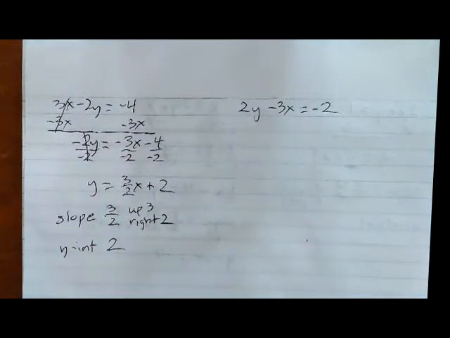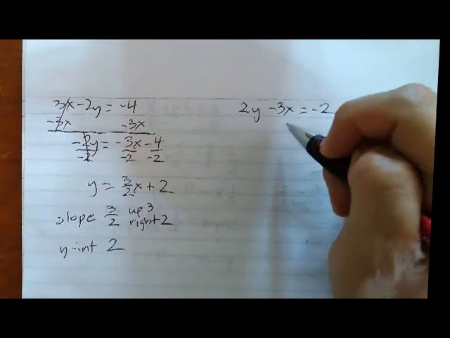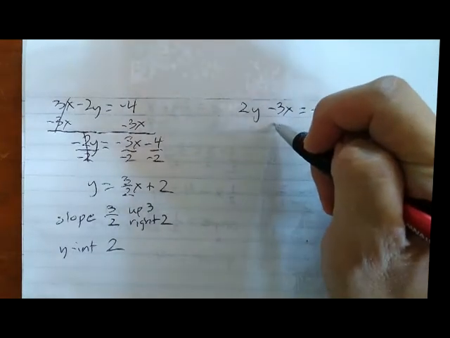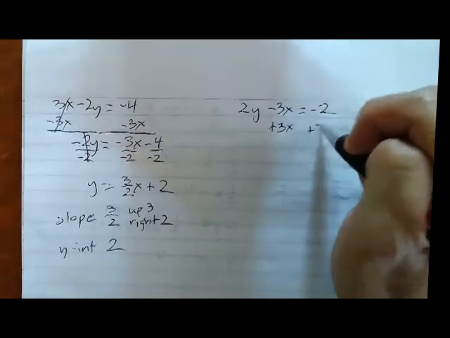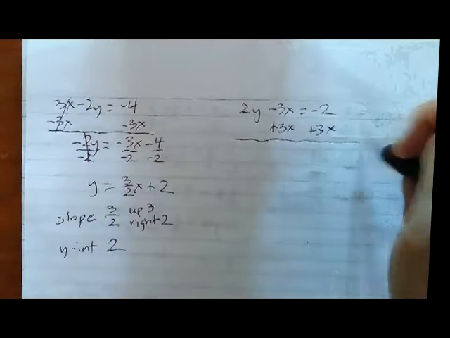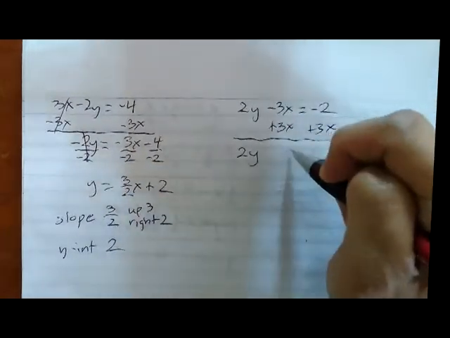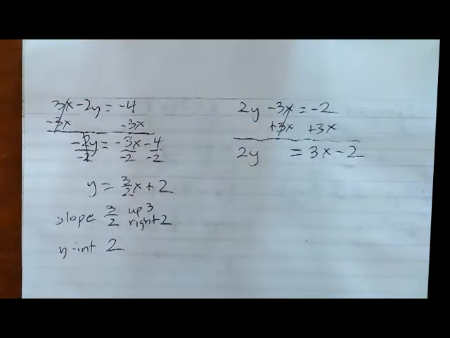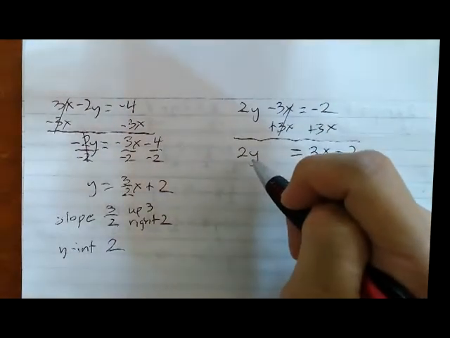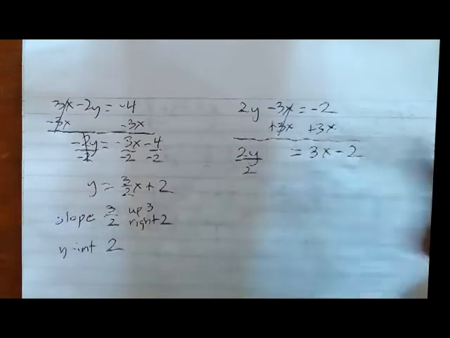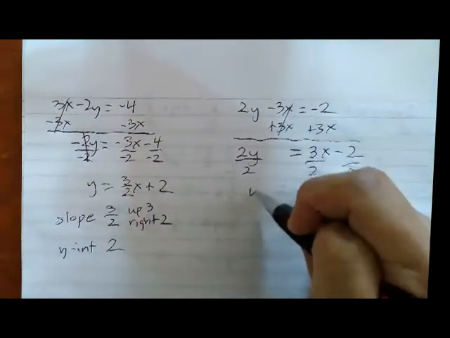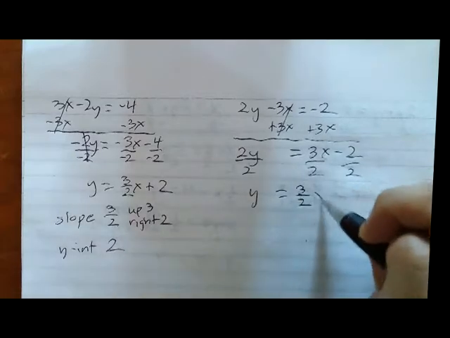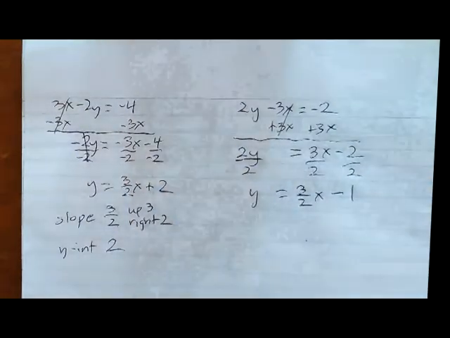Okay. Try again for the second equation. We need to get 2y by itself. We need to get rid of this negative 3x. We need to add 3x to both sides. 2y, that's gone. 3x minus 2. Just gotta get y by itself now. Divide everything by 2. 3 halves x minus 1.